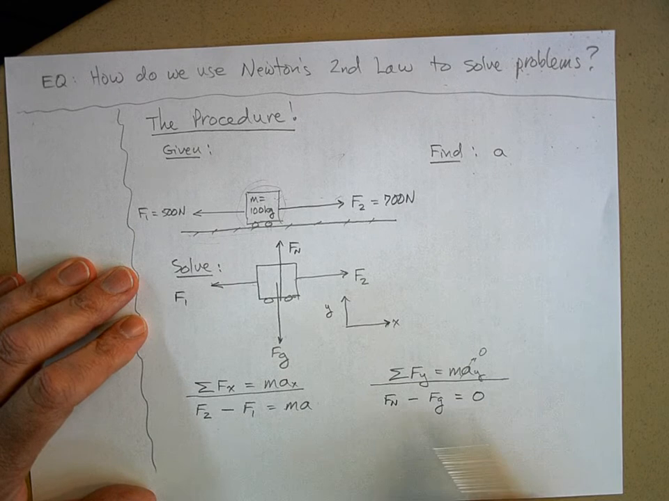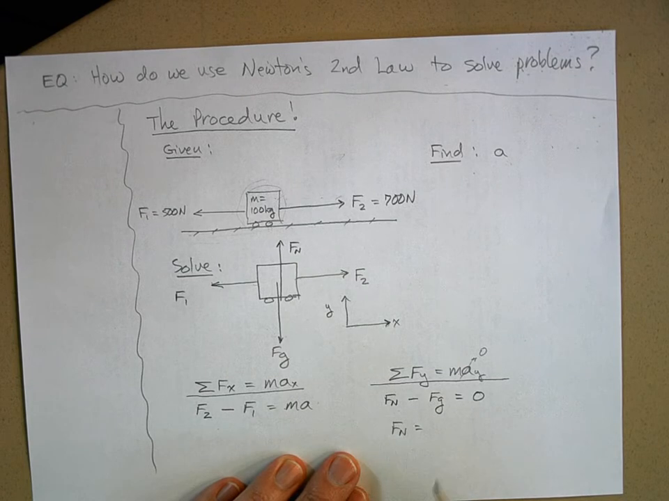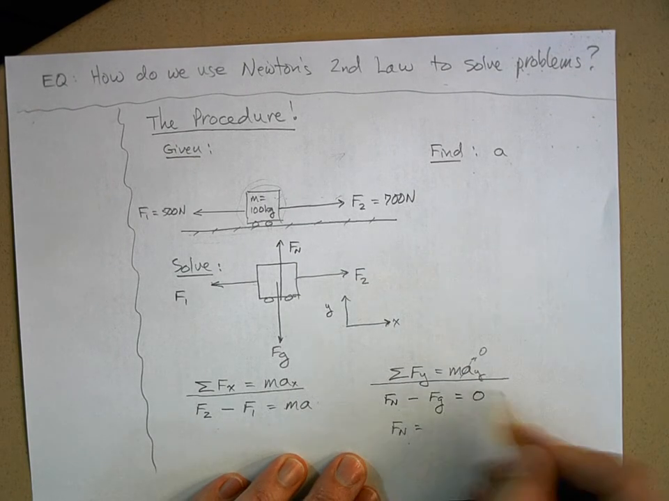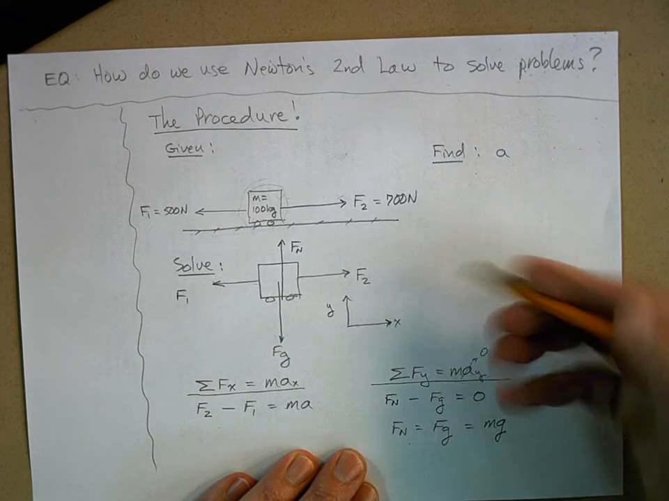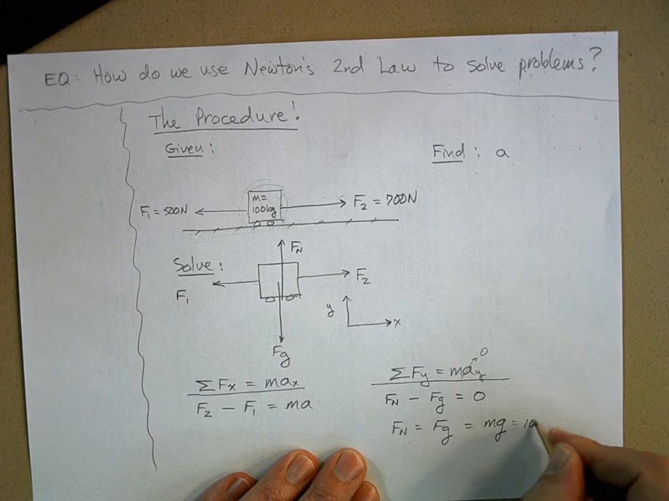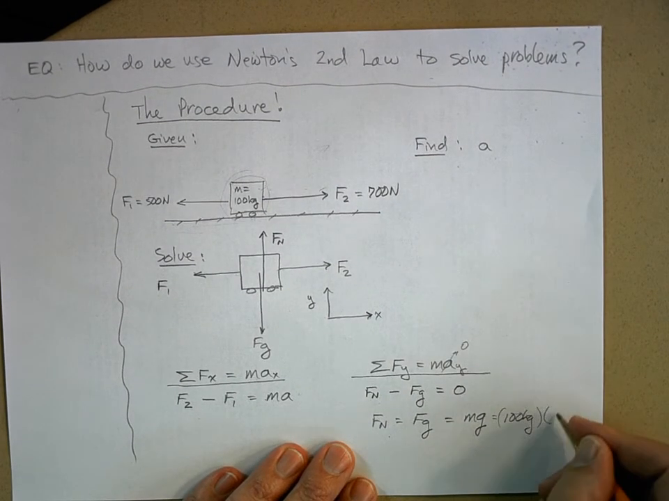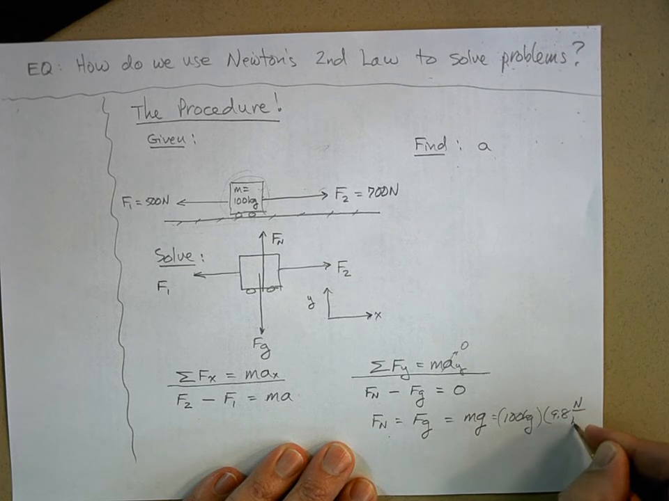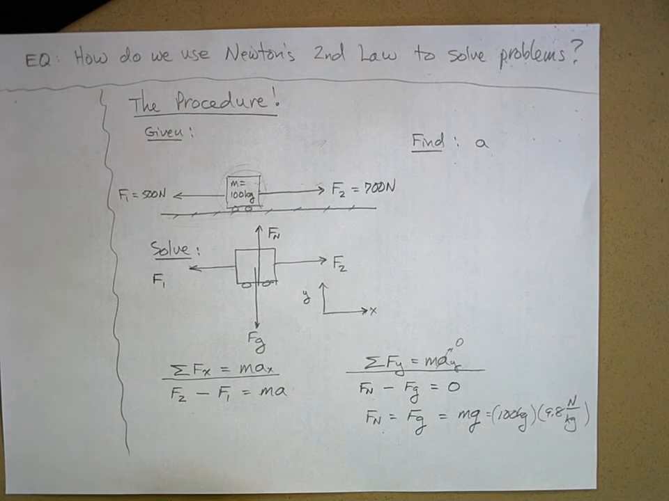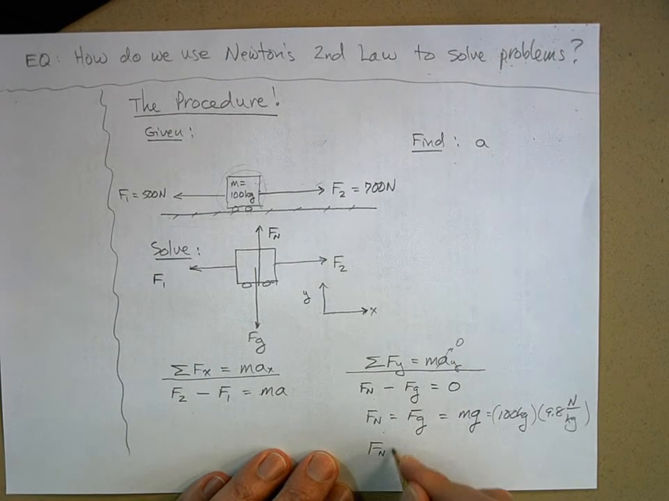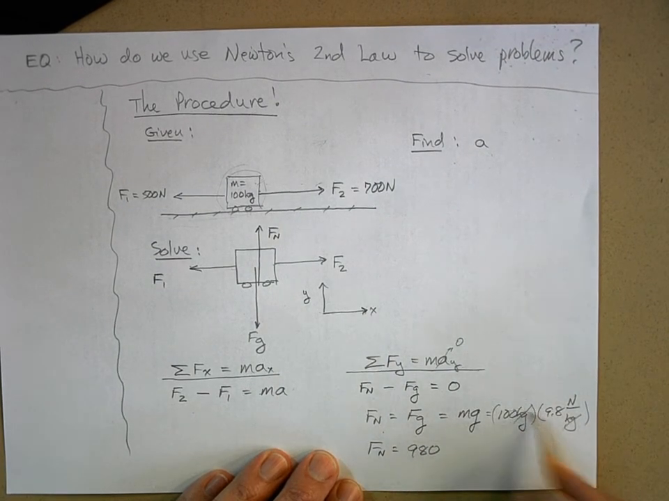Well, in this problem, let's look in the y direction. This is telling us that the normal force is just equal to the weight, which is equal to m times g. I'm given the mass, 100 kilograms, and we know that g is 9.8 newtons of force per kilogram of mass. You can use meters per second squared if you want to. And okay, this tells us that the normal force is equal to 980 newtons. Notice the kilograms cancel.